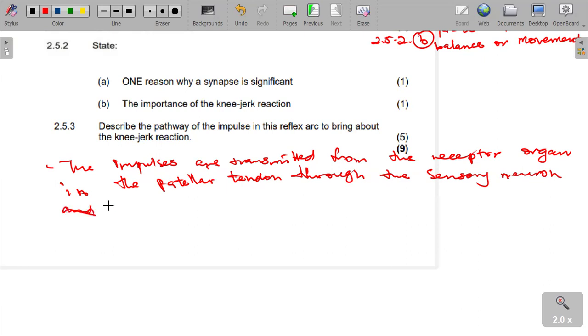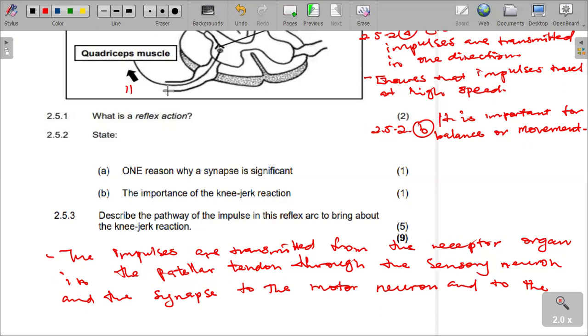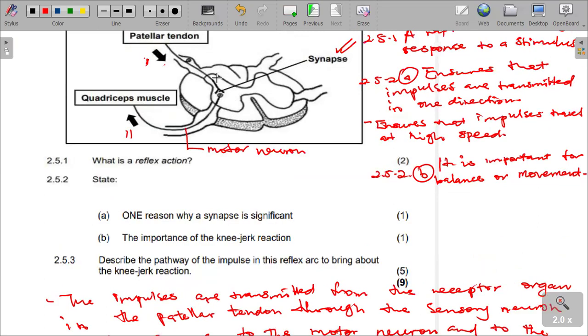Through the sensory neuron and the synapse to the motor neuron and to the quadriceps, which are shown in our question. As you can see, the motor neuron is the one connecting to the quadriceps muscles. So the impulses are transmitted from the receptor organ in the patellar tendon, which is this one.